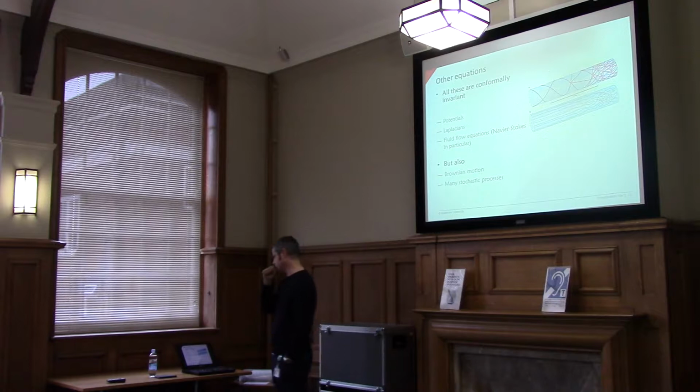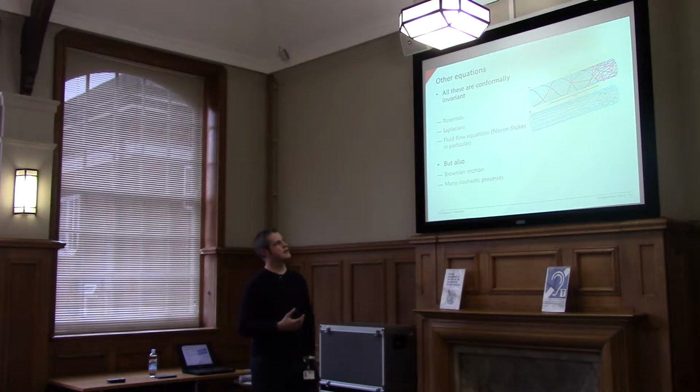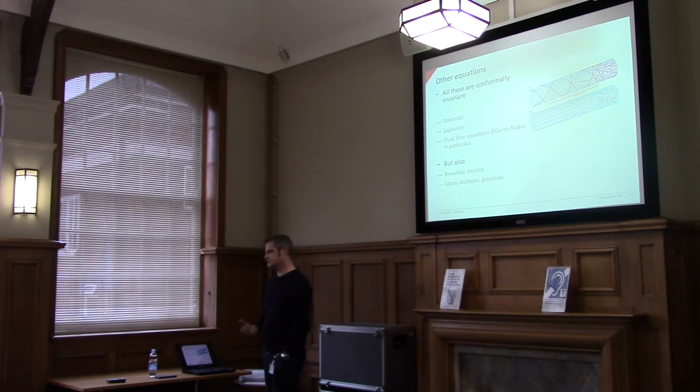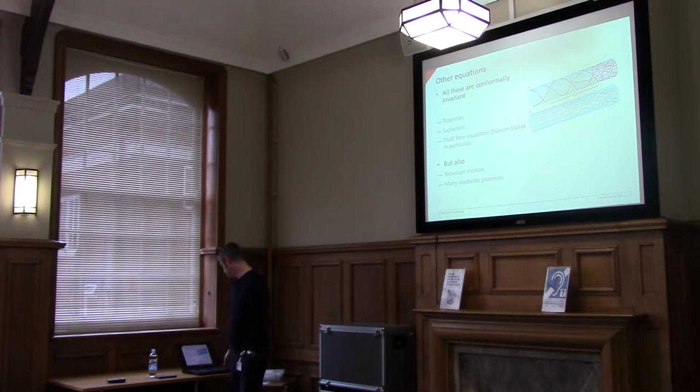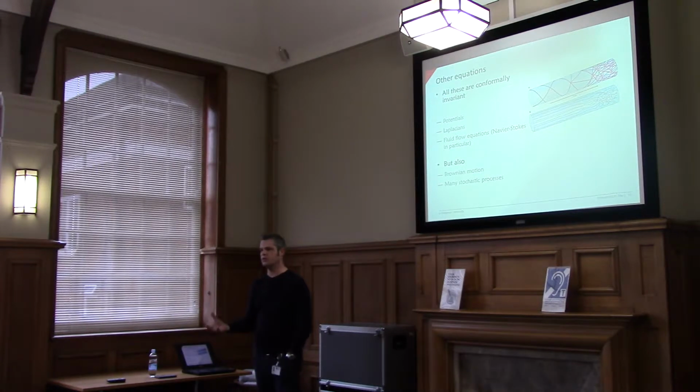Brownian motion displays some conformal invariance as well, meaning that probabilities associated with Brownian motion remain the same. And again, this is great because you have all sorts of conformal mappings, so you can always map something horrible into something nice.